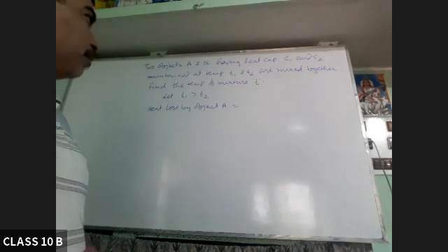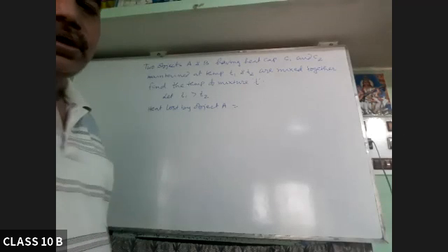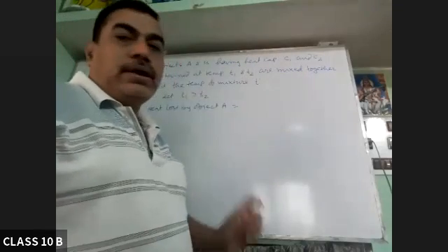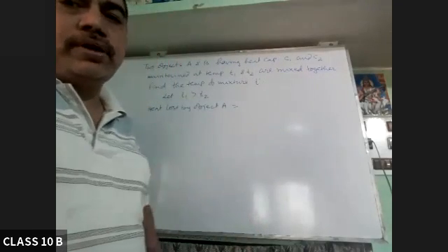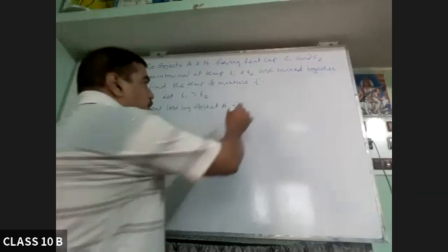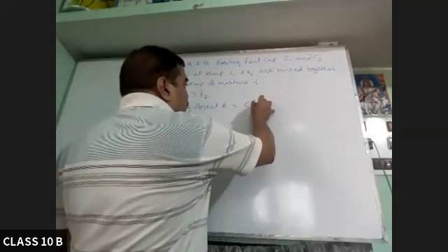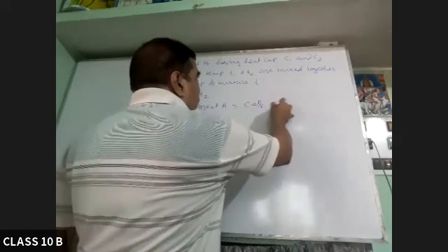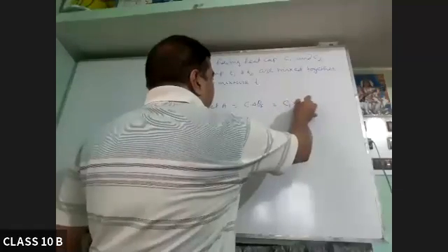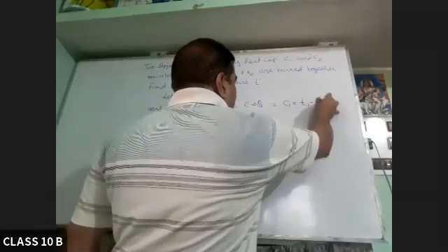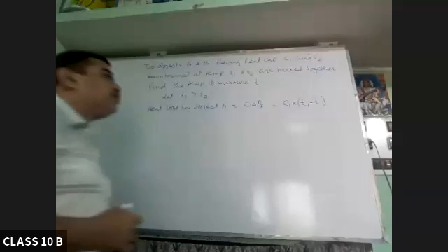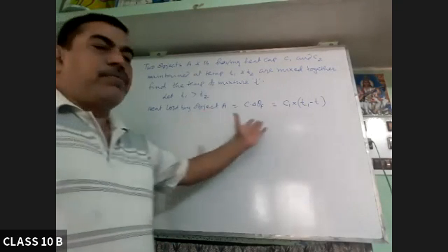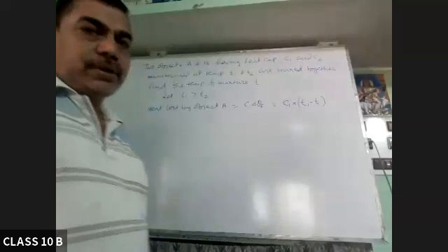Amount of heat lost by object A. Here you are given heat capacity, so we'll use heat capacity into fall in temperature, delta theta. Heat capacity is given as C1 and the fall in temperature is T1 minus T. When heat capacity is given, the amount of heat will be heat capacity into change in temperature.